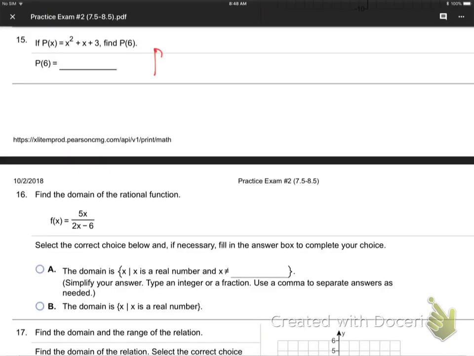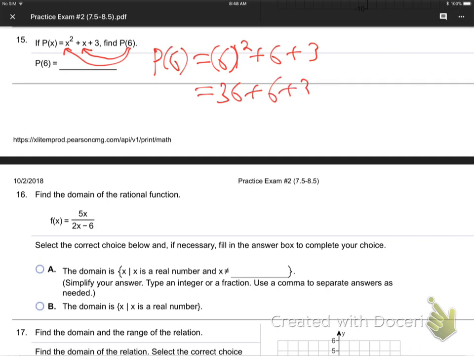Okay, number 15, p of 6. This just means we plug in 6 for x here and here. So we get 6 squared plus 6 plus 3. That's what? 36 plus 6 plus 3. What's that, 45? Okay, next one.